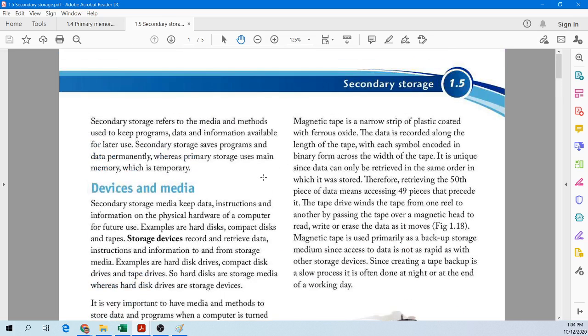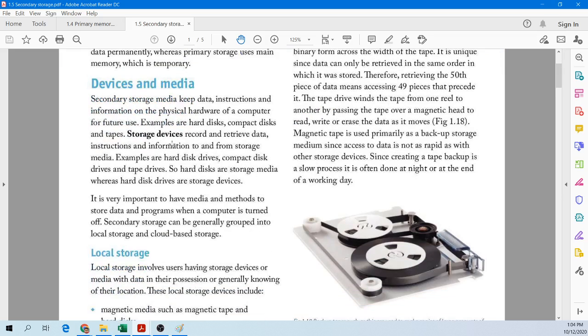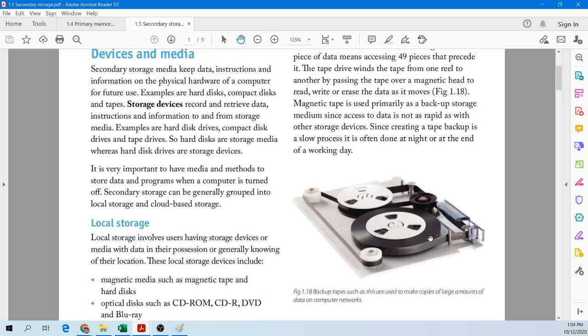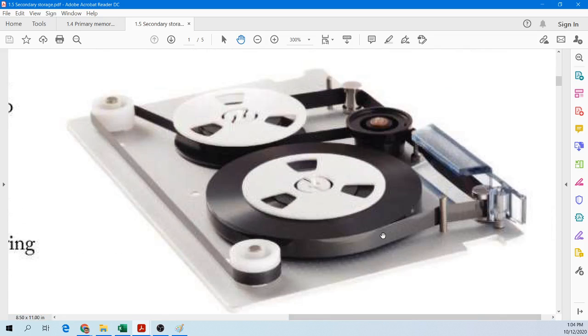So, we looked at a lot of information so far. We looked at the difference between secondary and primary. Secondary is permanent, primary is temporary. We looked at the difference between a storage media and a storage device. The storage media, so tell me, this tape here, what would it be? A storage media or a storage device?